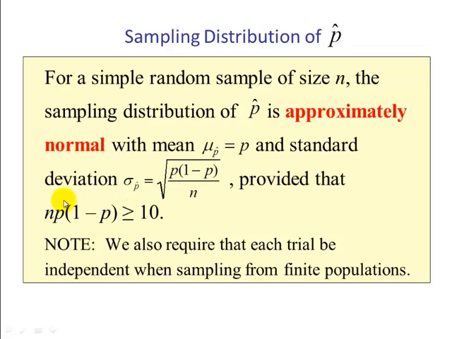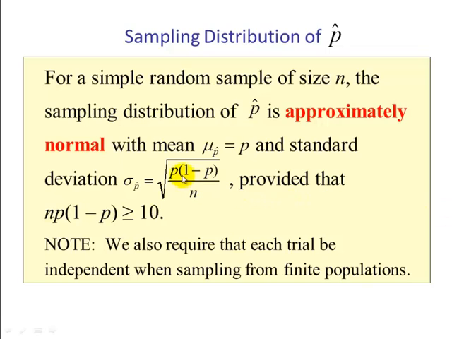And this is true if n times p times 1 minus p is greater than or equal to 10. This is sort of like the requirement for the central limit theorem, where n had to be greater than or equal to 30. In this case, n times p times 1 minus p has to be greater than or equal to 10. We also must require that each trial be independent when we're sampling from finite populations.